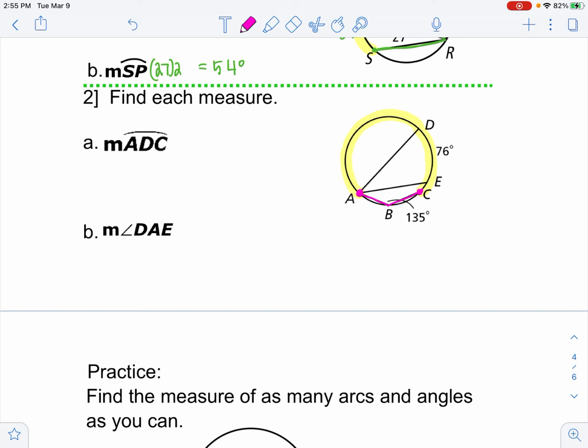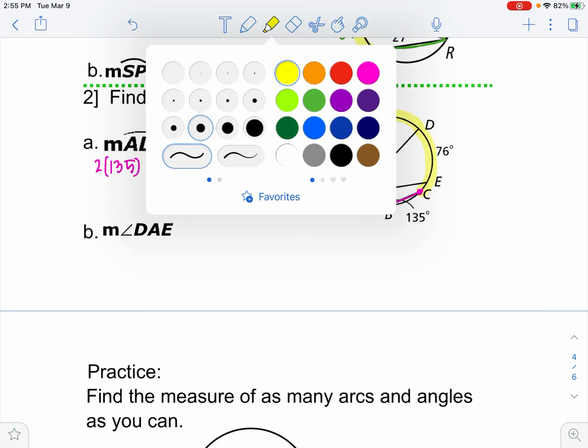It's 135. It's half the measure of the intercepted arc. So I need to double the angle to get the arc. 2 times 135 is 270 degrees. So the arc is 270, the angle is 135.